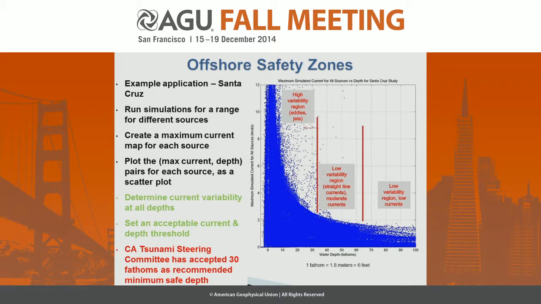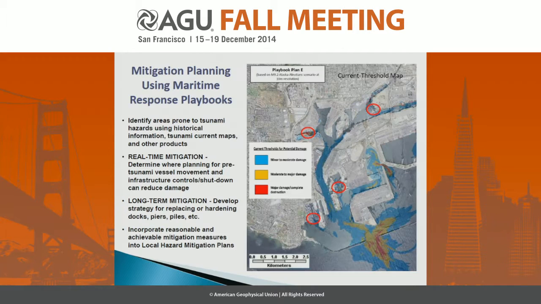When you get above about 30 fathoms, you start to lose that variability. The currents are still somewhat strong, but you expect them to be straight line currents. So they're not a particular safety hazard. And then as you get into deeper and deeper water, that exponential decay of the currents continues. So we looked at this information, and the California Tsunami Steering Committee has accepted this 30 fathom safe depth, particularly for distant sources. So this is the number that the state will go forward with as recommending the offshore depth to retreat to, if you want to get out of the harbor.